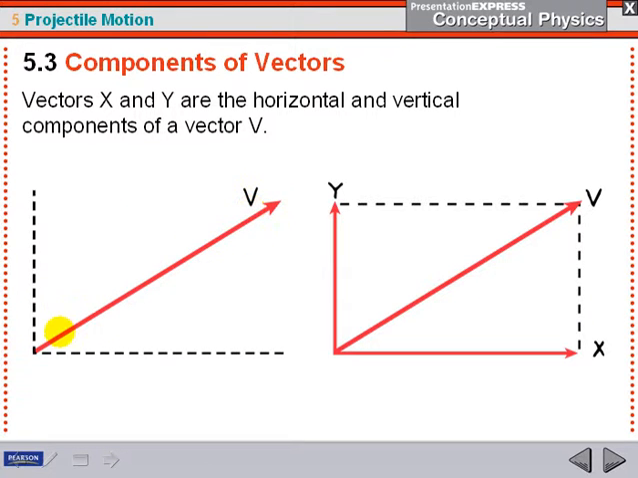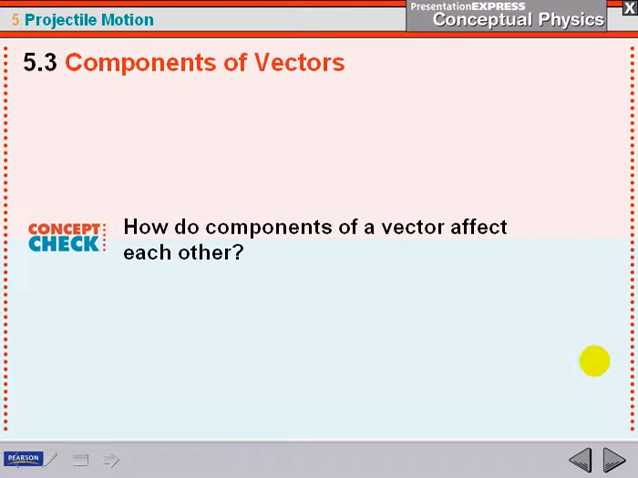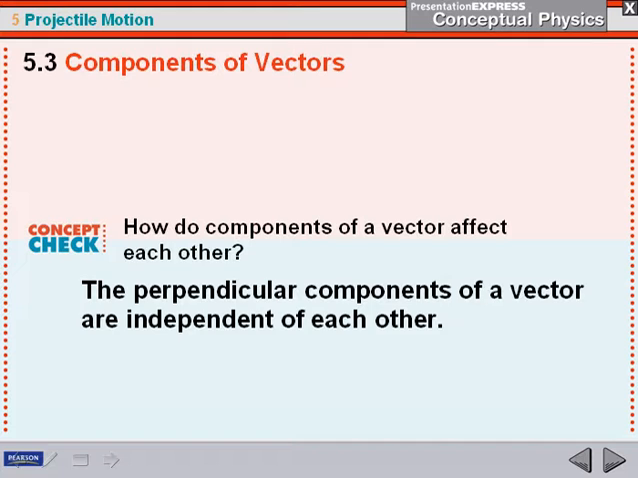What you do is you draw your vector. You draw two axes at a right angle to each other. You draw a dotted line across till you hit the axes, and where it hits the axes, that's the magnitude of the vector on each of the two axes. Do likewise over here to find your horizontal component. So how do components of a vector affect each other? The perpendicular components of the vector are actually independent of each other.